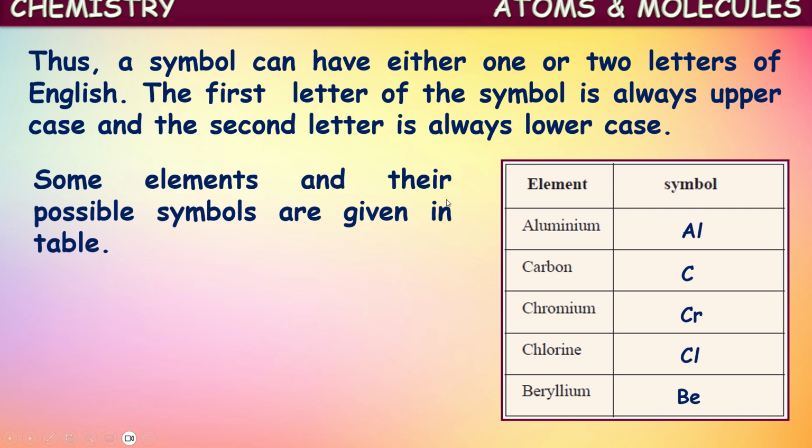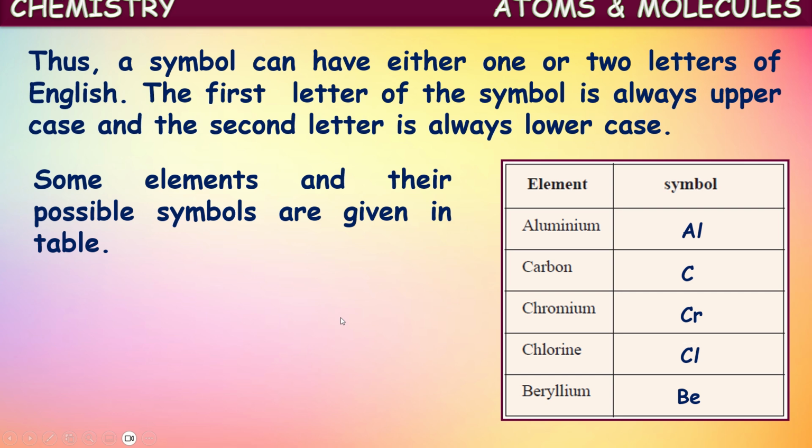Okay. See here the examples. Aluminium. Aluminium is what? Al. In that, the more prominent letter along with A is what? In aluminium, L. So Al. Carbon, C. It is a single letter for carbon. Already C is given to carbon.